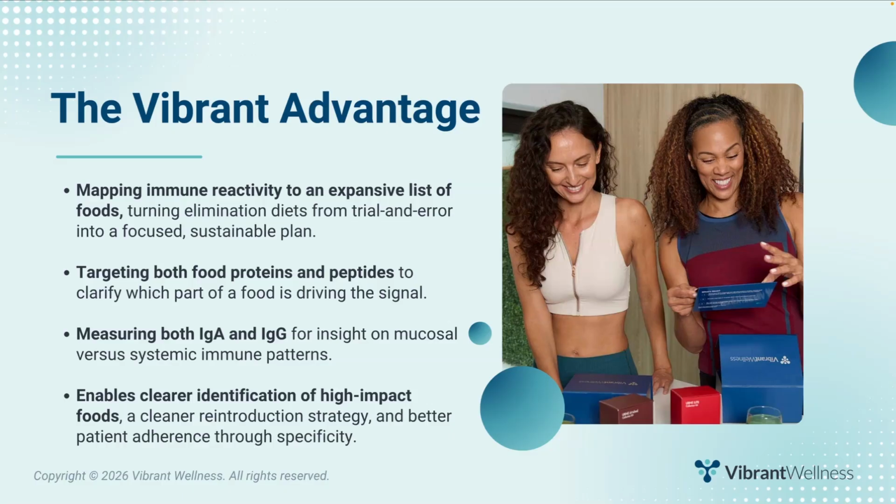Additionally, dual isotope insight, so looking at IgA and IgG, separates mucosal versus systemic immune patterns, critical for interpretation beyond IgG-only panels. Overall, this enables faster clarity when elimination diets stall or become too restrictive, also more confident identification of high-impact foods, a cleaner reintroduction strategy to rebuild tolerance and dietary variety, and better patient adherence because the plan is specific and not vague.